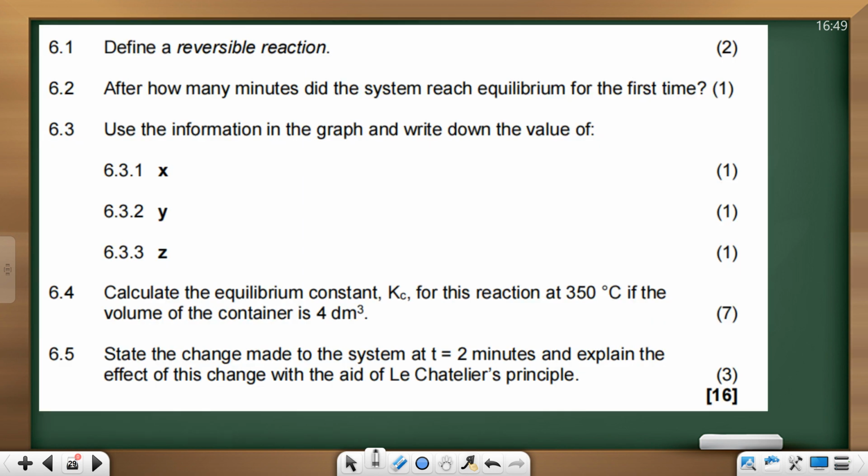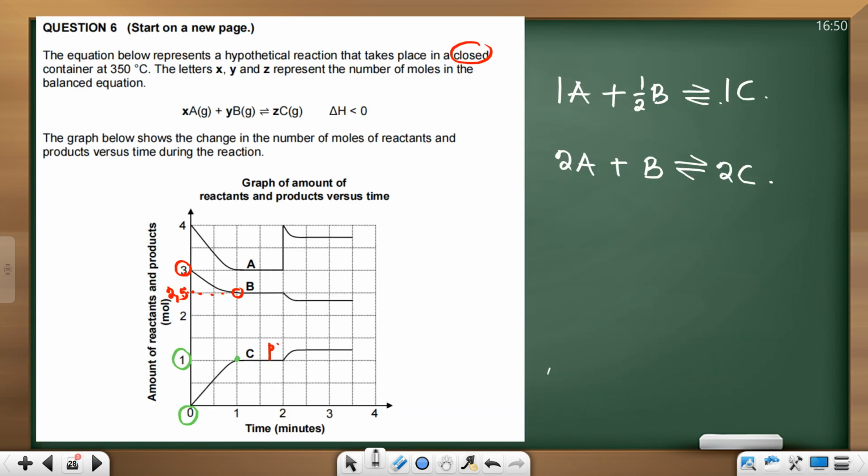All right, everybody, calculate the equilibrium constant for the reaction C, for the reaction at 350 degrees Celsius if the volume of the container is 4 dm cube. 7 marks. Calculate. I want to give you 4 minutes. Let's make it 5.